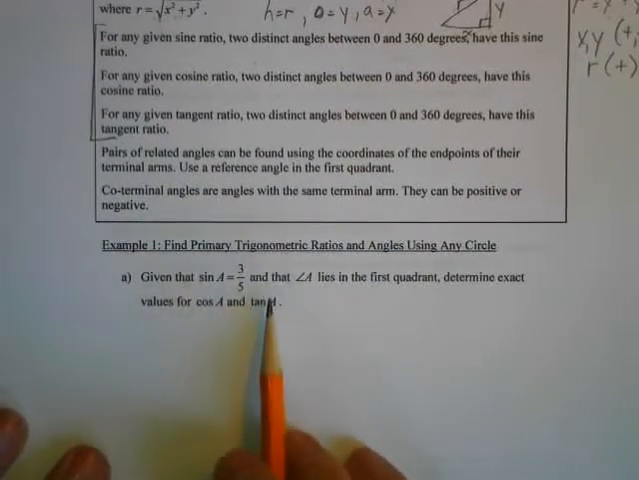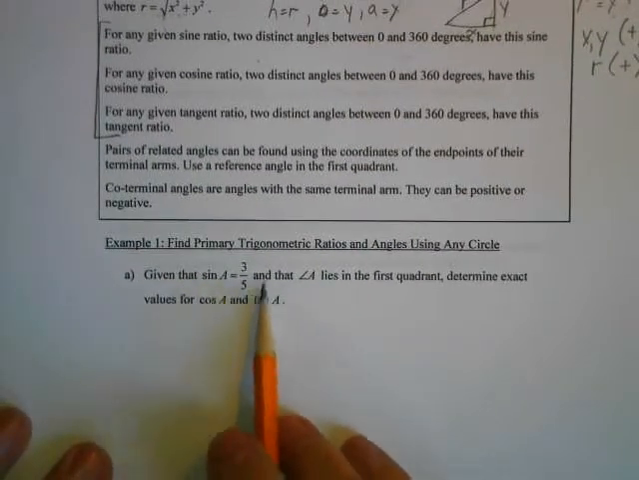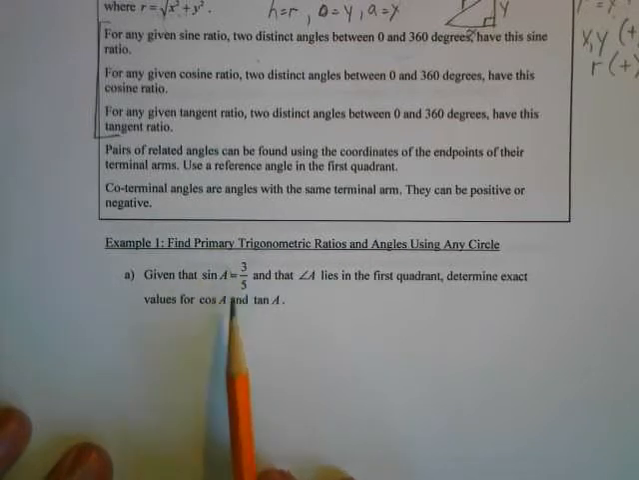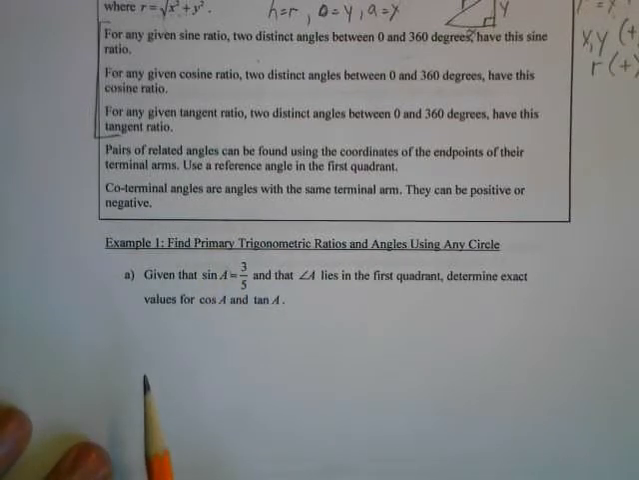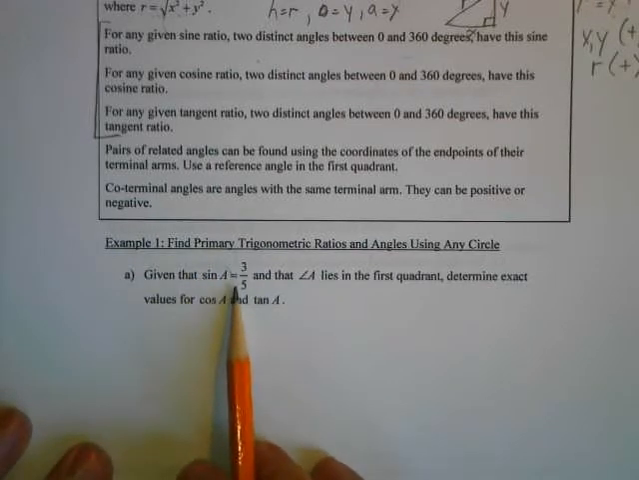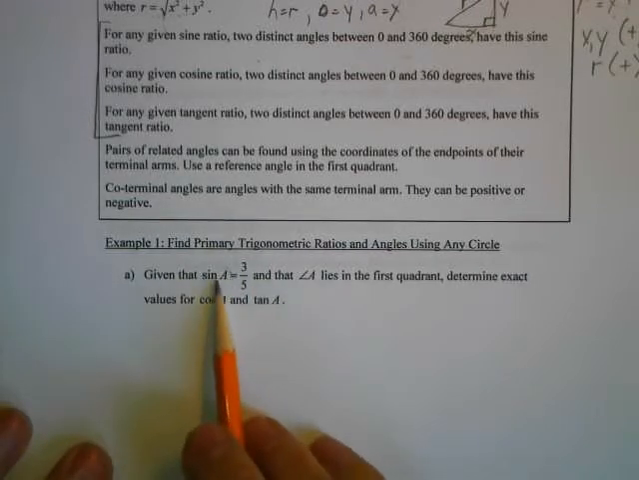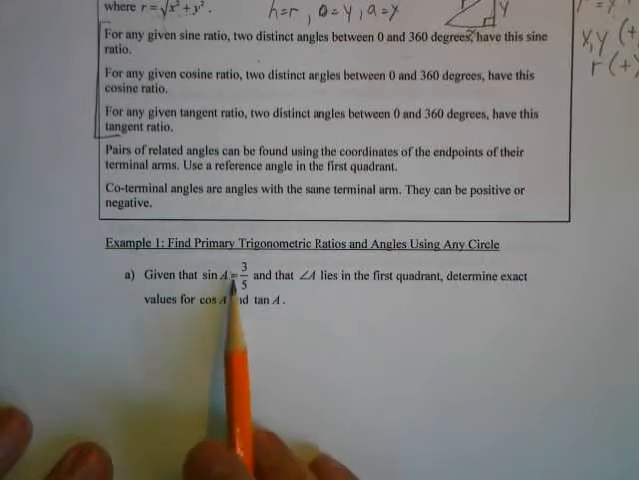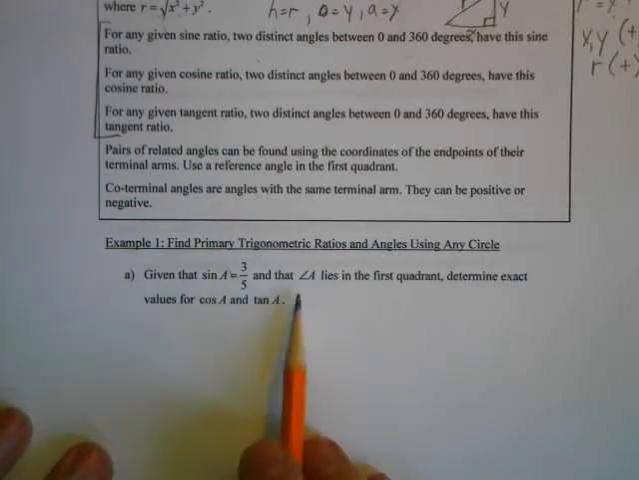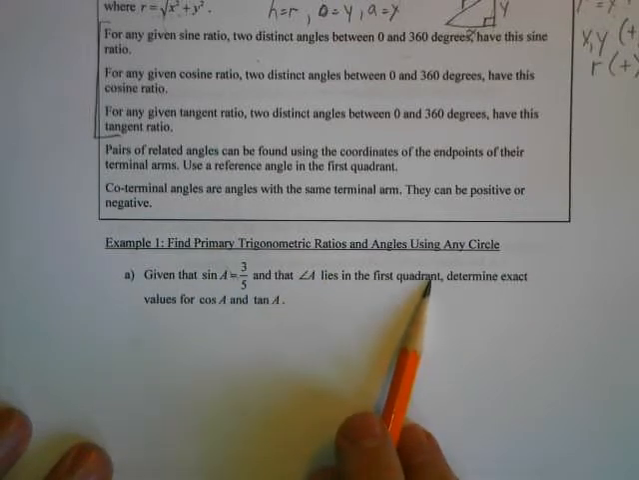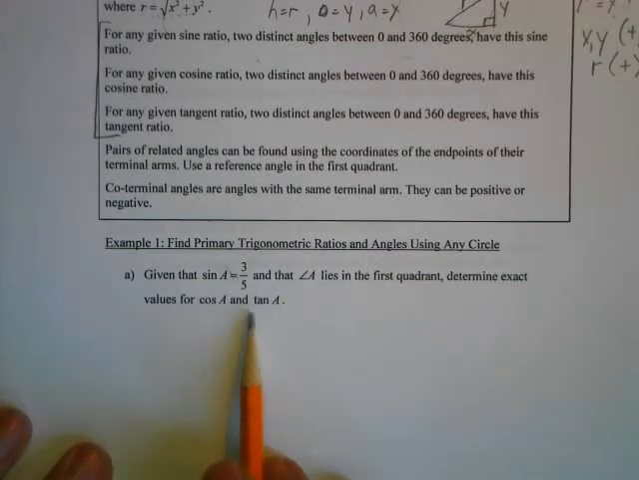Okay, so this would be a typical question you might get. They're going to give us a certain trig ratio with a value, and then ask us some information about it, like sketch it, come up with the other ratios associated with that, or figure out what the actual angle is. Okay, so first thing I would do, they're saying given that sine of angle A is equal to 3/5 and that angle A lies in the first quadrant, determine exact values for the other two ratios for that angle, cosine A and tan A.